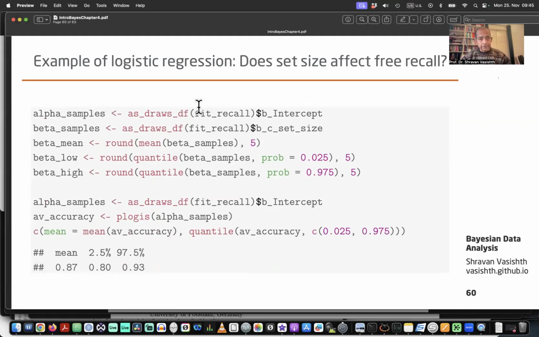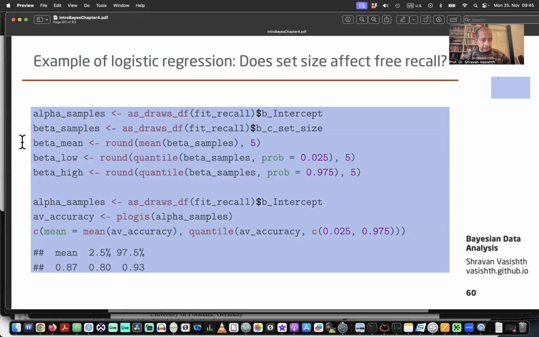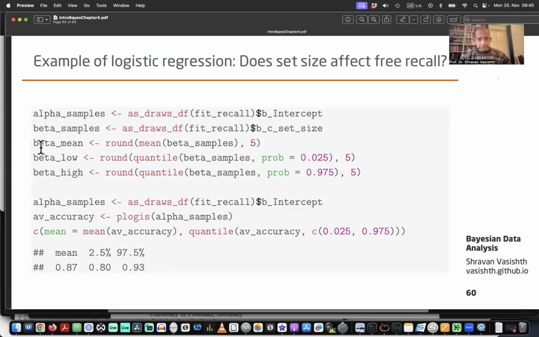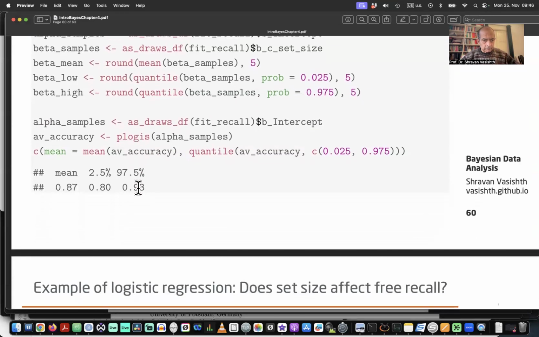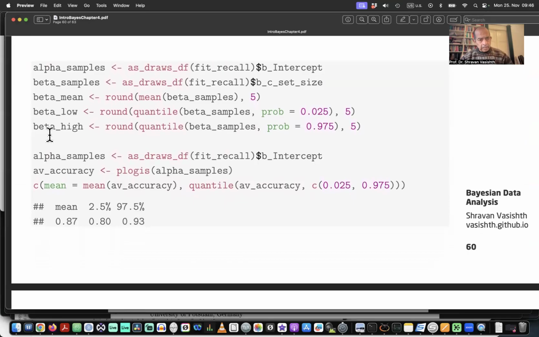So first of all, from the fitted model, I extract the samples of the intercept. From the fitted model, I extract the samples for the slope, right? So these are the alpha and beta samples. And then I compute the mean for the beta sample, okay? Then the lower and upper bounds for the beta samples. Right, so I could summarize these quantiles, right?